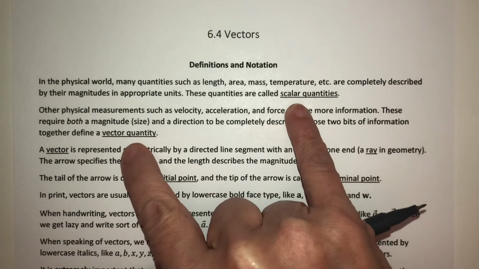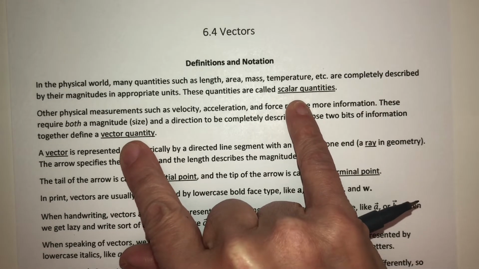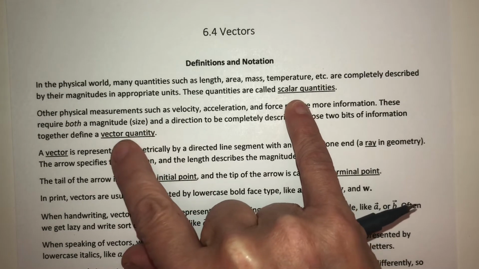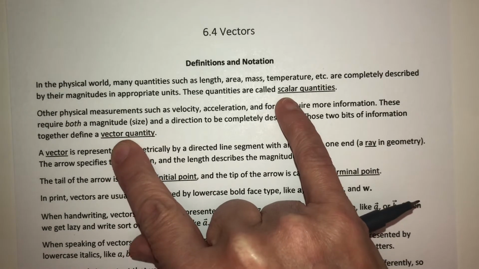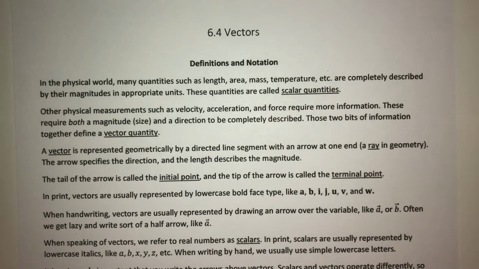If you are not careful when you're writing things down, and you don't make the distinction between a vector and a scalar, you can really mess things up. So make sure you're getting this notation, okay?